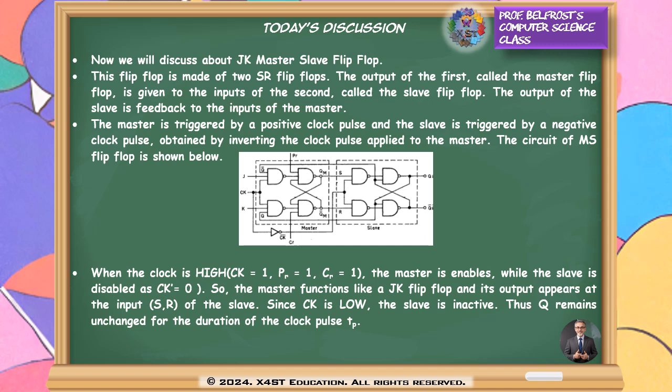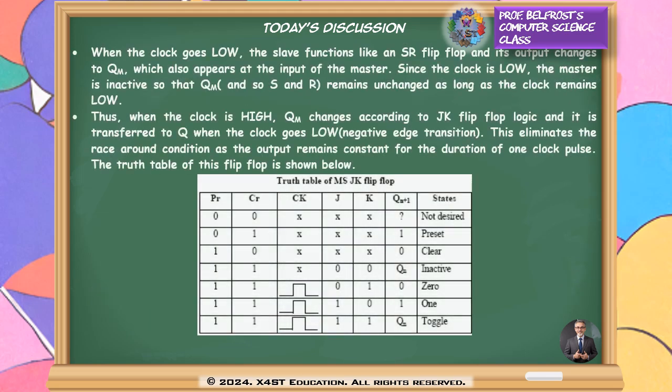Here, when the clock is high, which is clock equals 1, with PR equals 1 and CR equals 1, the master is enabled, while the slave is disabled as the clock complement equals 0. So the master functions like a JK flip-flop, and its output occurs at the S and R inputs of the slave. Since the clock is low for the slave, it is inactive, and thus Q remains unchanged for the duration of the clock pulse Tp. When the clock goes low, the slave functions like an SR flip-flop and its output changes to QM, which also appears at the input of the master. Since the clock is low, the master is inactive, so QM and also S and R remain unchanged as long as the clock remains low.